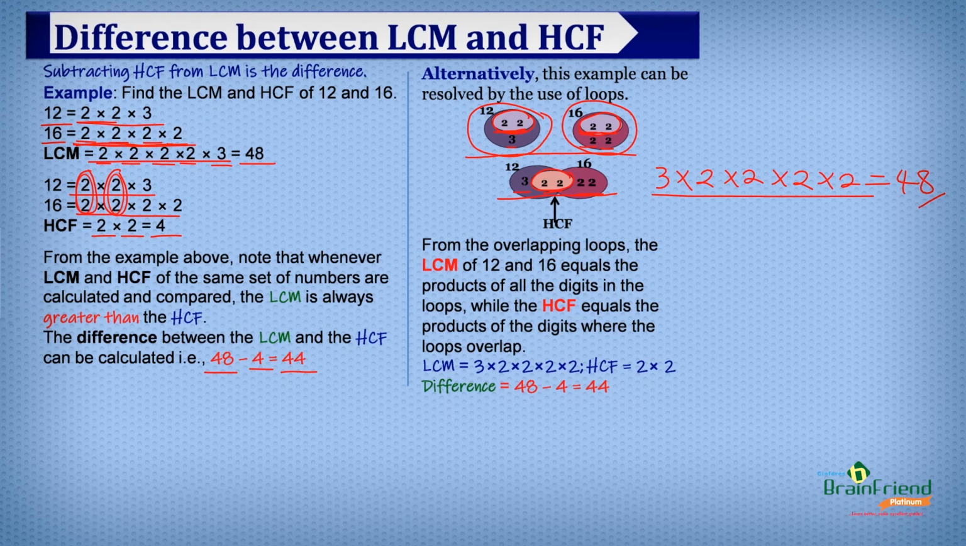Now, when we take the overlapping loop at the middle, and multiply what we have in there, we have 2 multiplied by 2. That gives us 4. And 4 here is our HCF. So, we can now go ahead to find the difference between the HCF and the LCM. 48 minus 4 gives us 44. And this is how we use the loop method to find the difference between the LCM and HCF of given numbers.